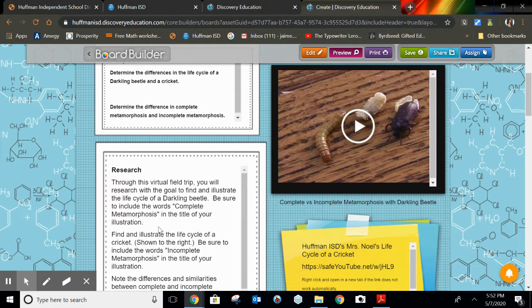So an illustration means to draw. So you're going to pause this video, get a notepad and a pencil, and draw the life cycle of the darkling beetle and the cricket as we go along. Find and illustrate the life cycle of a cricket as well, and that's going to be shown in the video on the right. My video will be showing, so you'll see my face in a little bit.